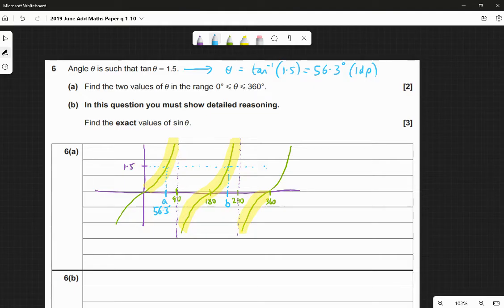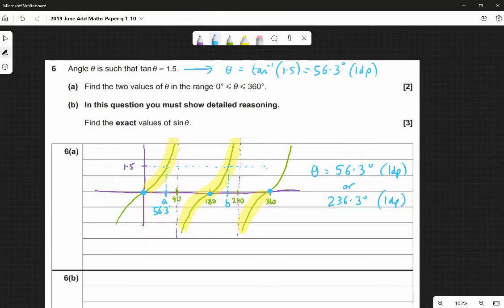So how do I use that to deduce what B is? Well, the tan graph repeats every 180 degrees. It is the same shifted 180 degrees in the future. So this 0 becomes 180, becomes 360. So B is just 180 degrees further on from A. So my values of theta are 56.3 or 180 plus 56.3, which is 236.3, to one decimal place, both of those. So those are my two values of theta in the range 0 to 360.